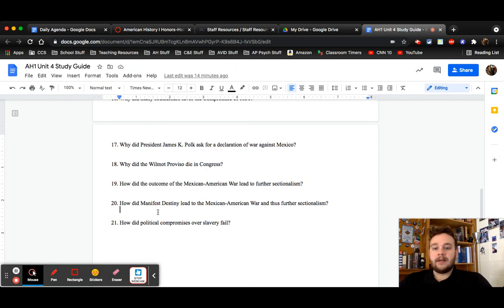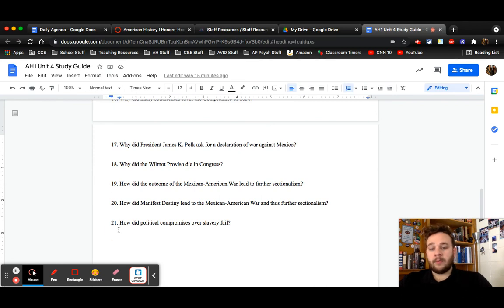So Manifest Destiny, remember, we have a God-given right to expand from coast to coast, from Atlantic to Pacific. We wanted that territory, right? We wanted California. We had already annexed Texas by this point, but we wanted Texas, right? We got it. We wanted California. We wanted all that territory. Modern-day states of Arizona, New Mexico, Colorado. So that opens up more territory potentially for slavery. We know that's the big dividing issue of the day between North and South. That's how it leads to more sectionalism.